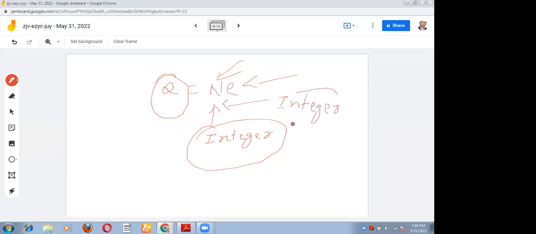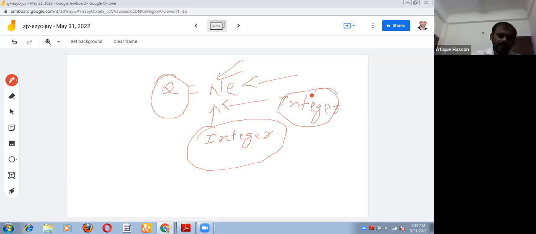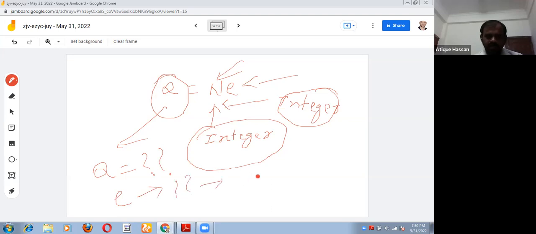The value of N should be an integer. Correct or not? If the value of N is not an integer, then that kind of charge is not possible. So what we will do? We will put the given value of Q, we will put the value of E, then we will find the value of N.